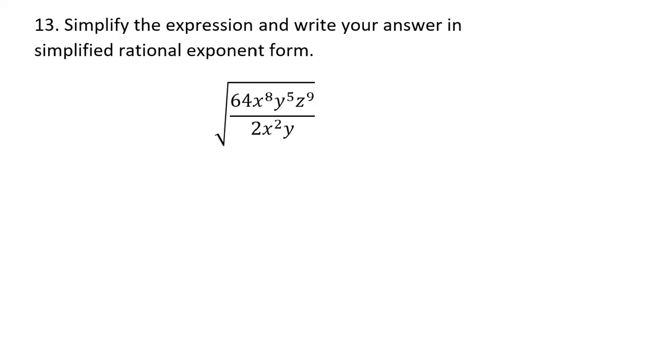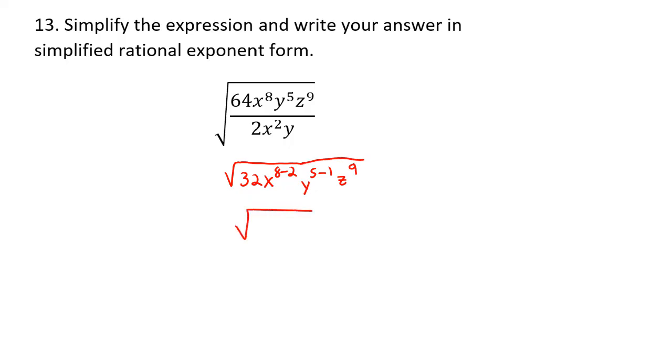Okay, last question on the study guide. Okay, once again, a review problem from our last test. So we're going to simplify this. So inside the radical, we have a 64 getting divided by 2. So 64 divided by 2 is 32. And then we're subtracting, we have x 8 minus 2, y 5 minus 1, and then z to the 9th.